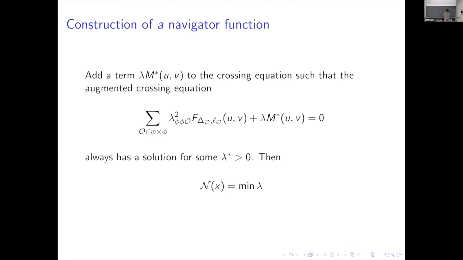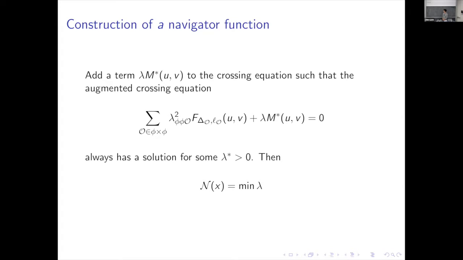And this is pretty simple to see. Of course, if this minimal value of lambda is greater than 0, then that means there's no solution with lambda equals 0. And so the original crossing equation doesn't have a solution. So we indeed have that when there's no solution to crossing, the navigator function is positive.